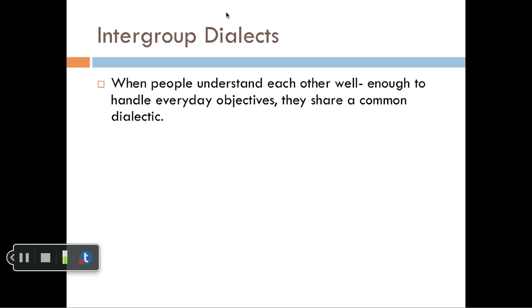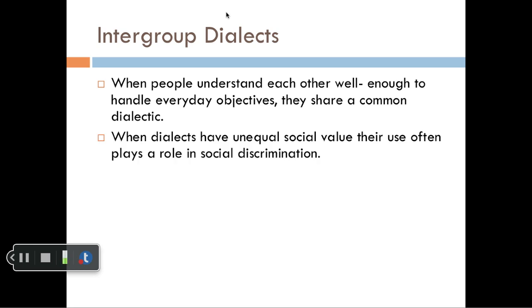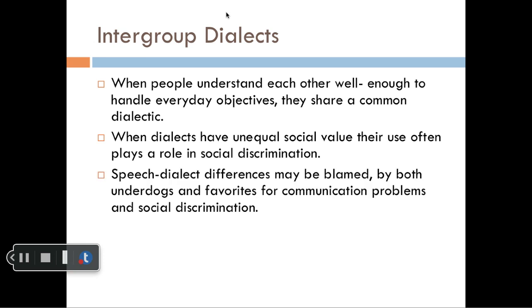Intergroup, when people understand each other well enough to handle their everyday objectives, they can do business, they can make plans together, they can form friendships, all the different things you need to be able to do to handle your everyday objectives, it's said that you share a common dialect. When dialects have unequal social value, their use often plays a role in social discrimination. So different groups will have different dialects, and when there is clear unequal social value between those, the dialect itself can be used in social discrimination.